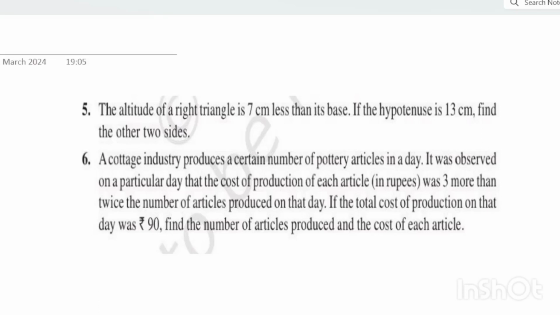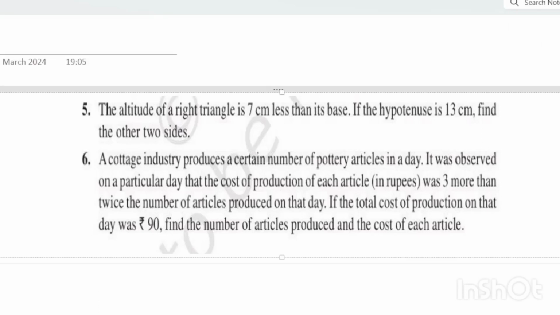So in this video we'll be seeing the 5th and 6th sums of exercise 4.2, that is the 4th chapter of CBSE class 10 maths, quadratic equations, exercise 4.2, 5th and 6th sum. Okay, so first the 5th sum.